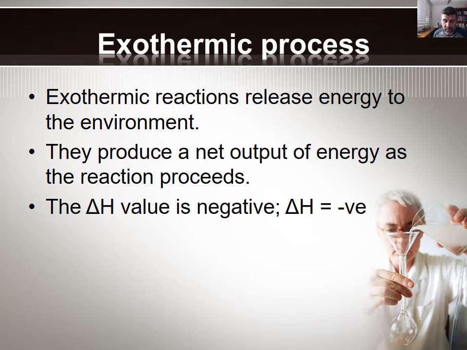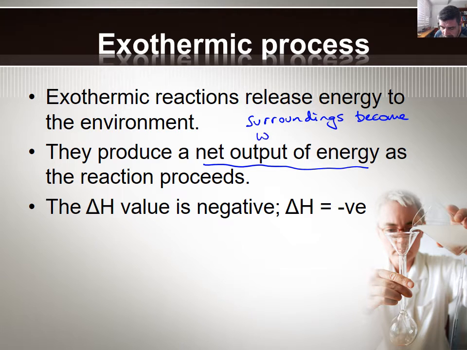So an exothermic process is one in which energy is released to the environment. So what happens here is that we get a net output of energy as the reaction proceeds, and as a consequence of that, the surroundings become warmer. Okay? The temperature increases. And that's because some of the energy that was locked up within the bonds of the substance is being released. That energy is being released. It has to go somewhere. It goes out into the surroundings.